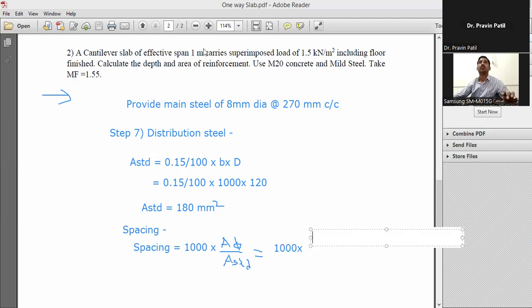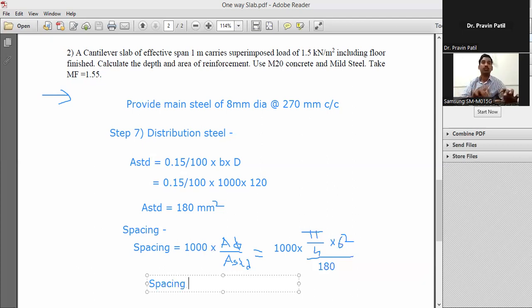So spacing is equal to 157.07. Rounding the figure, we take 150 mm center to center. This one is spacing 1.